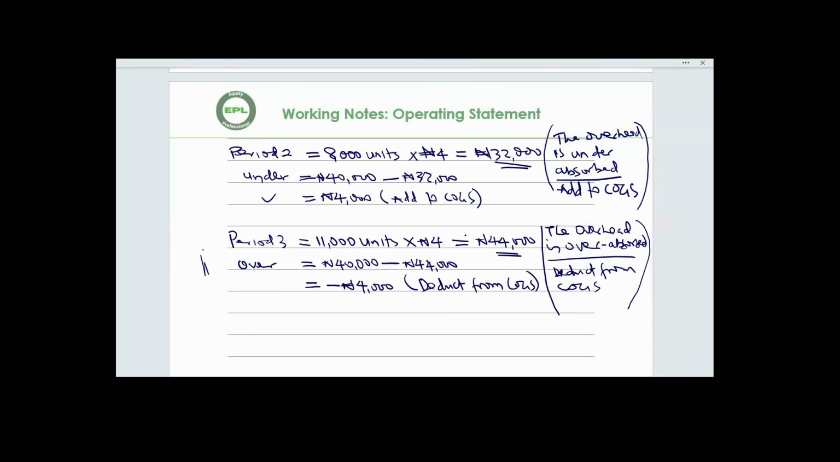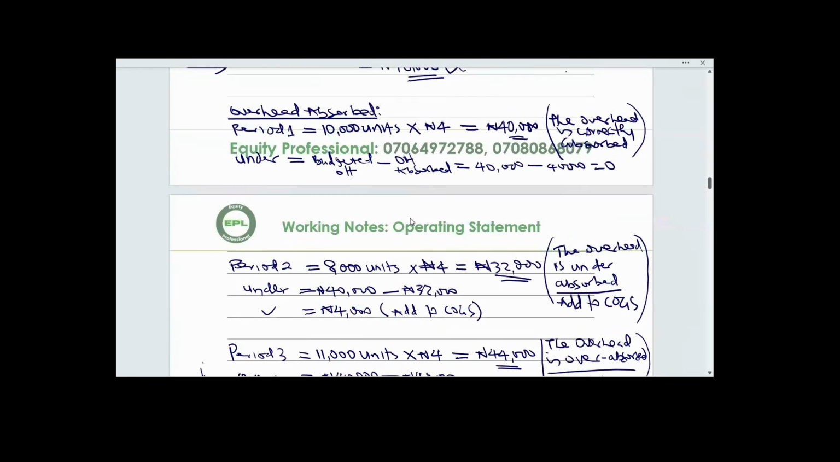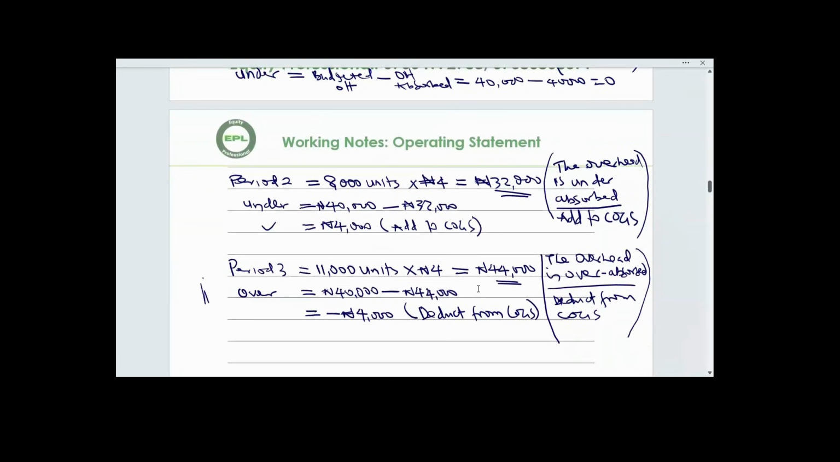So that's my explanation. Yes, Chidera, talk to me. Period 2 is supposed to be 8,000, not 4,000, because if we minus 40,000 from 32,000, it will give us 8,000. Yeah, thank you, Jerry. It's 8,000, an error on my part.